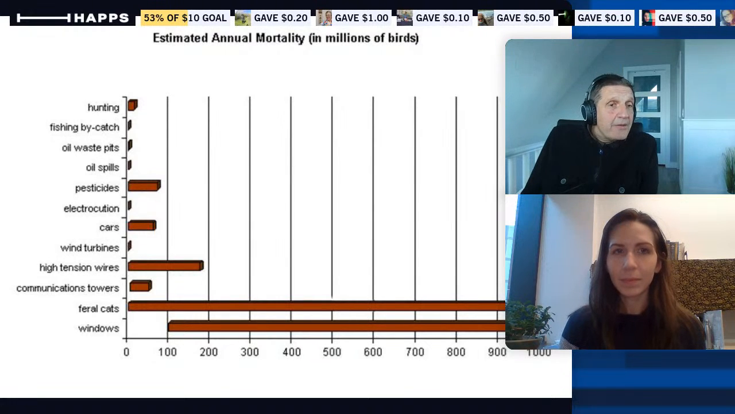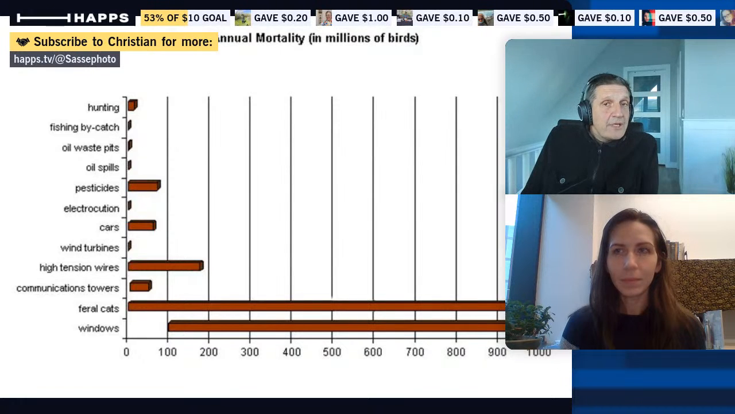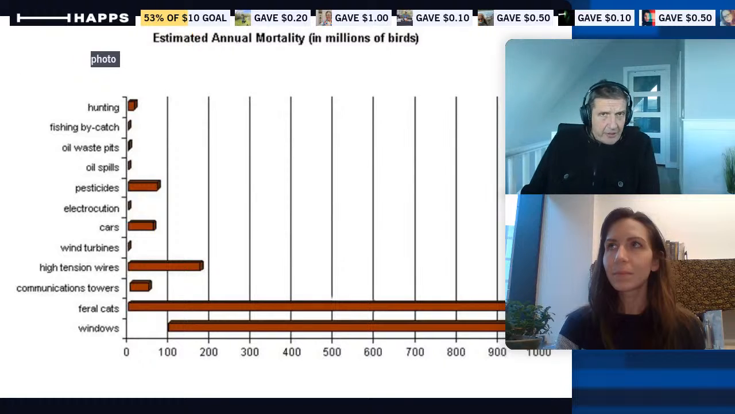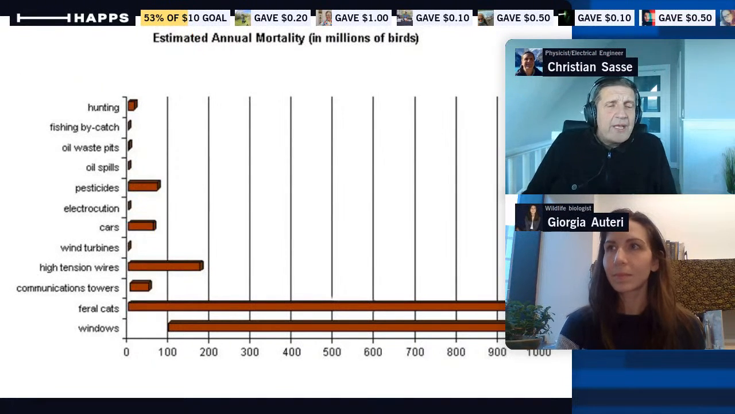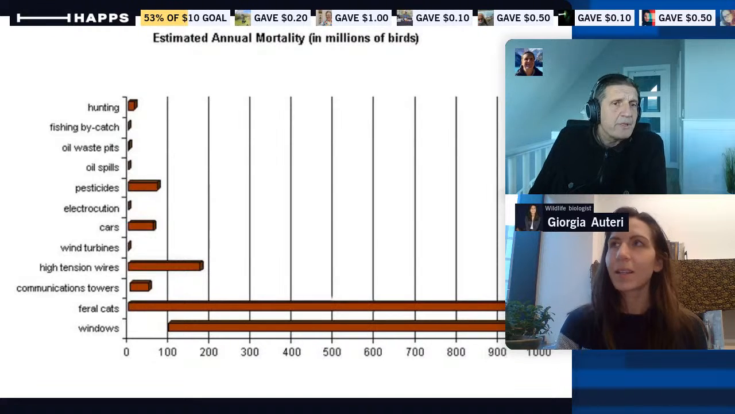Can I ask you all another question? So we know now that collision of birds into windows is a major factor. What do you think actually happens when birds collide? Just imagine running into a window at high speed. Why do they die? What is the cause of death actually? So put it in as a comment, please.